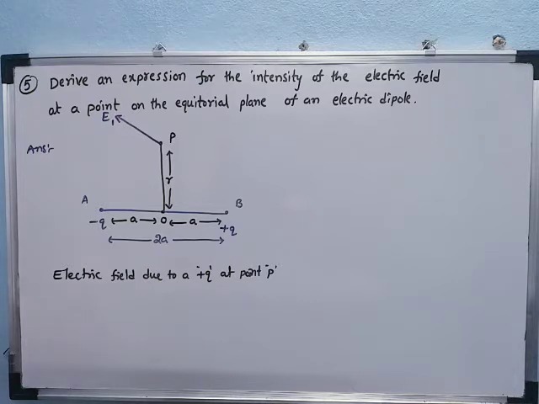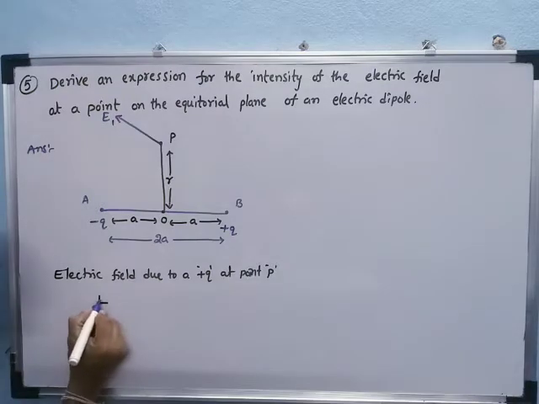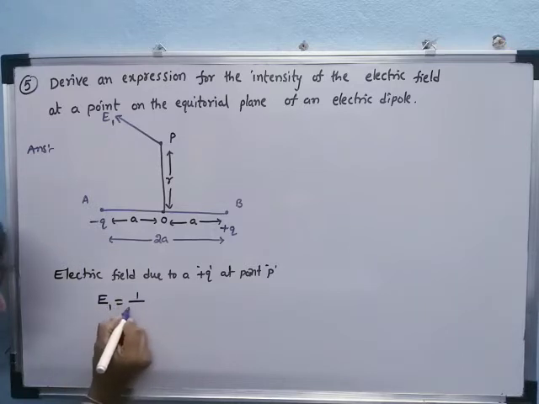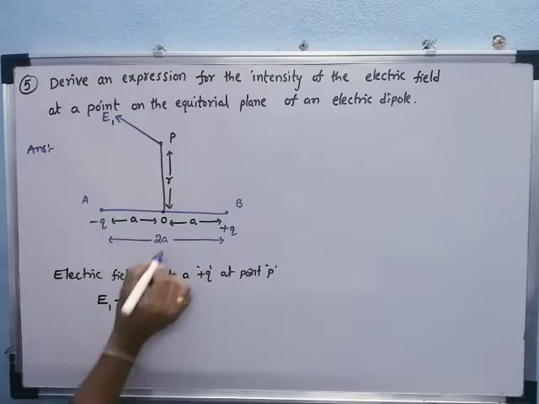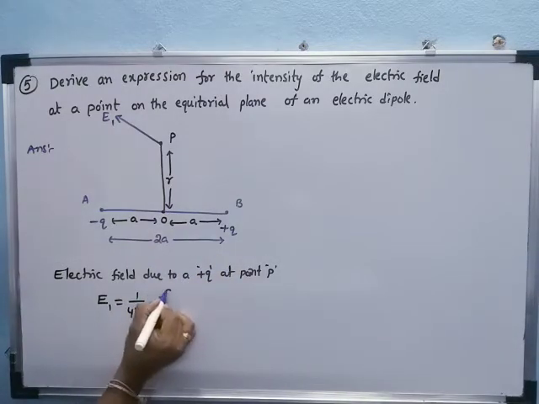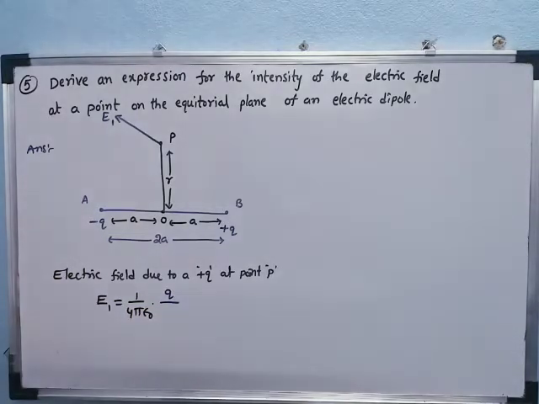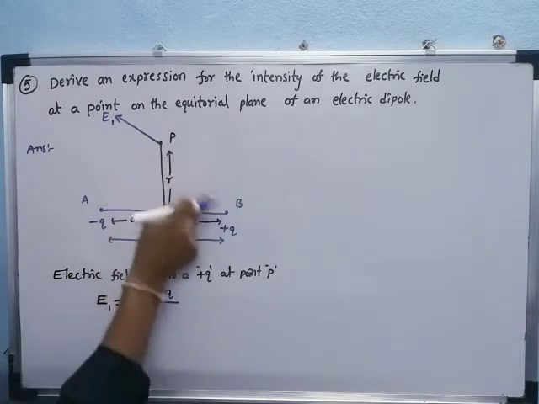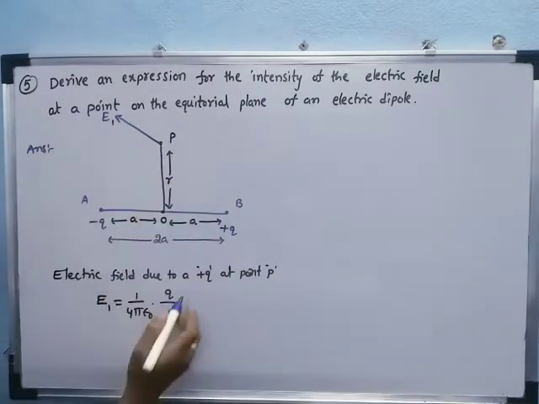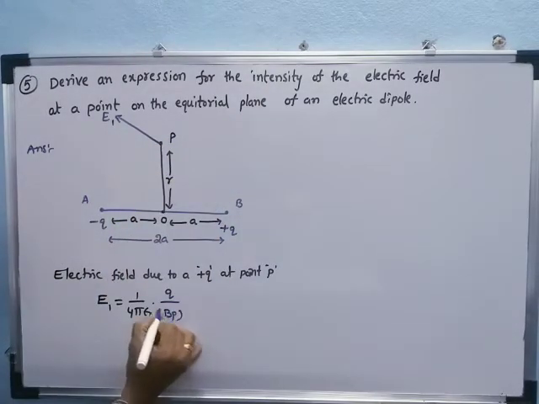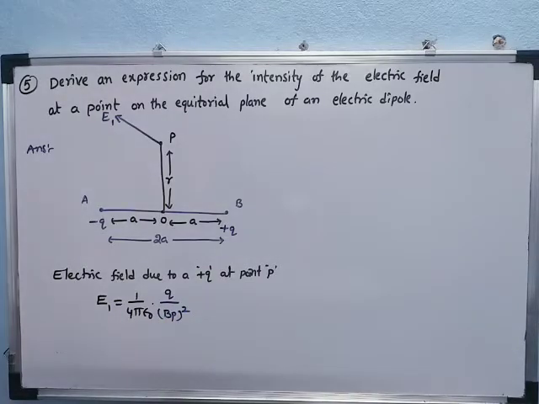Then what is the formula for the electric field? E1 is equal to 1 by 4 pi epsilon naught, Q by r square. Q here is the positive charge, and r square is the square of the distance from the charge to the point, so we can write BP whole square.